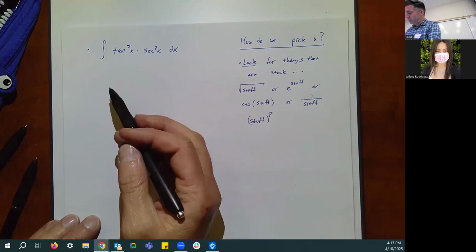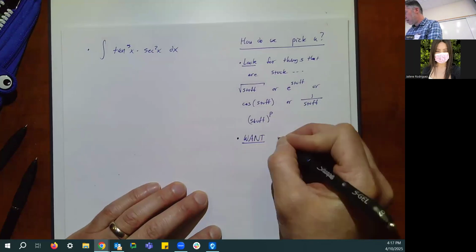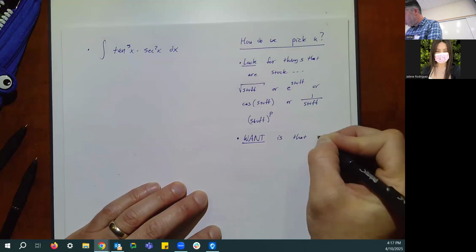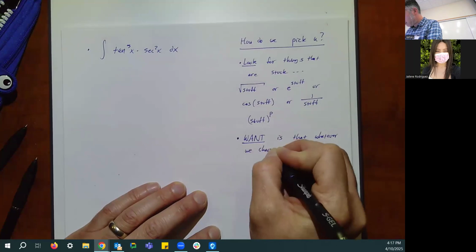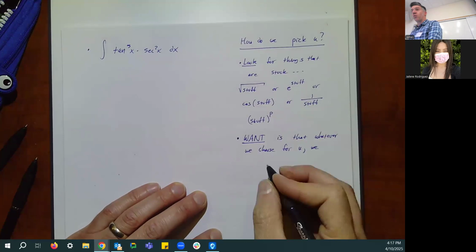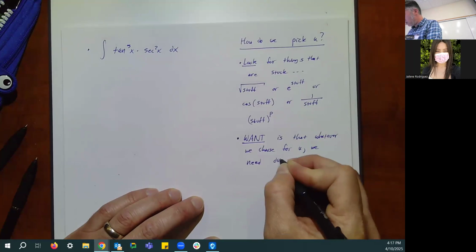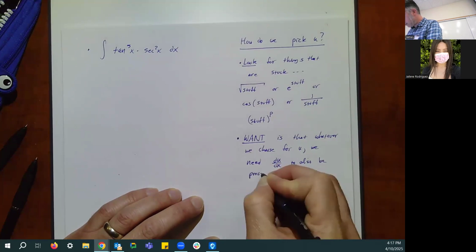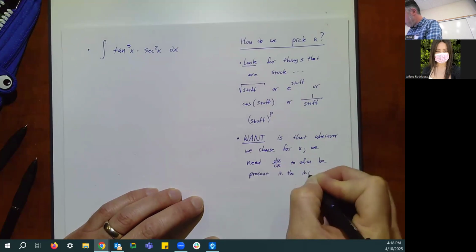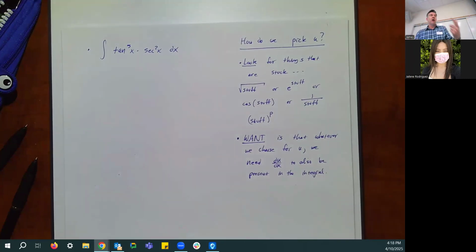And then the second thing is, whatever we choose, we really want the derivative of that to also be there. So we need the derivative of u to also be present in the integral. And that second part is more important. The first part just helps you identify what kind of things might be a good choice. But the second part is we want to make a choice so that second part is true.